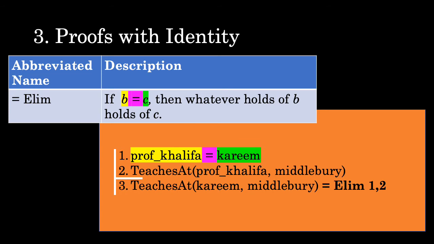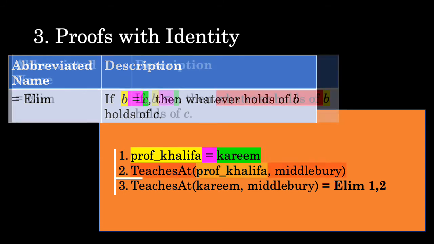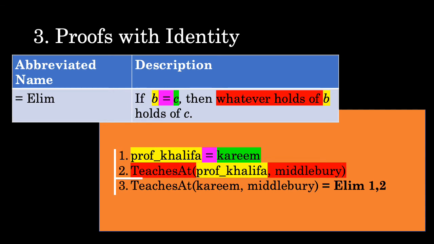Let's walk through this more carefully. We see the general rule here, and what we see is there's an interesting mapping, right? So what's playing the role of B in this is Prof. Khalifa, and what's playing the role of C is Kareem. Next, in order to keep the mapping going, we need to see what holds of B, that is, what holds of Professor Khalifa. As you can see, I teach at Middlebury College.